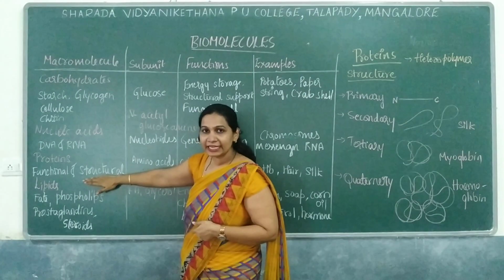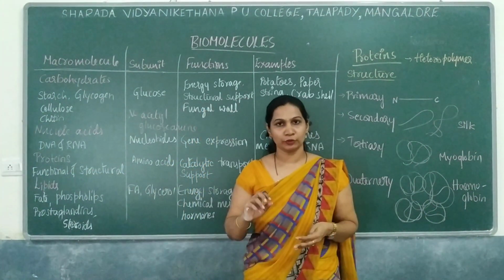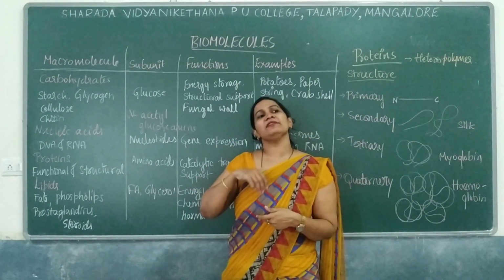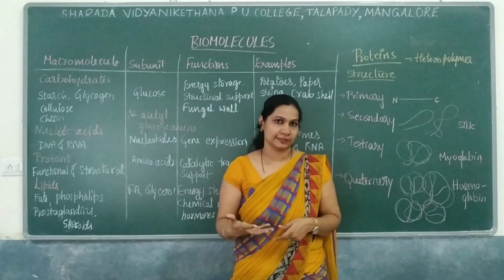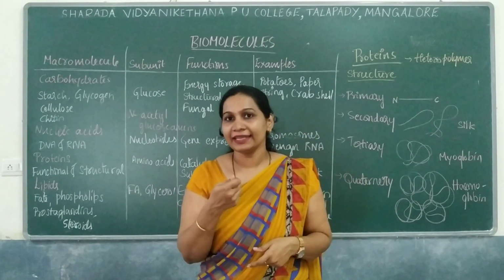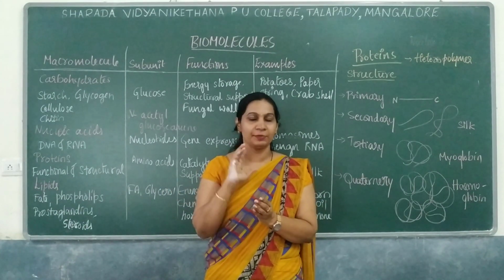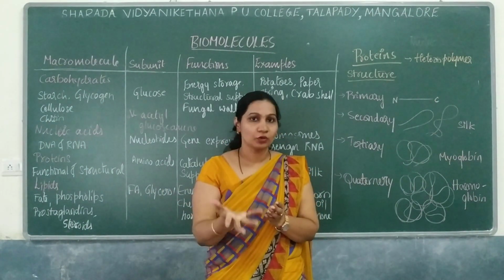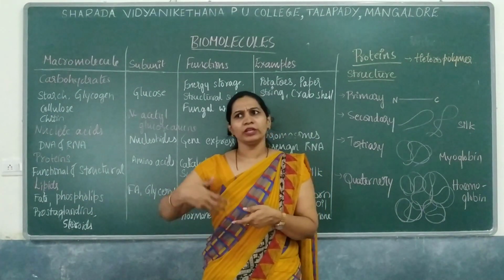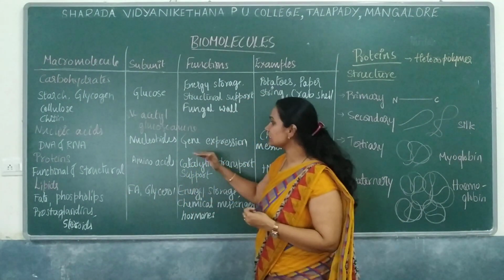Next is about the protein. So we have different kinds of protein, that is functional proteins as well as structural proteins. Functional proteins, in the sense, will help in various kinds of functions. For example, enzymes. Enzymes are acting as a biocatalyst. They will speed up the chemical reaction. Enzymes are chemically proteins. For example, hormones. Hormones are chemically protein. Whatever function is done by a hormone is nothing but done by a protein.